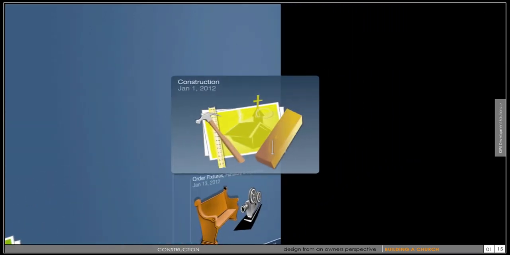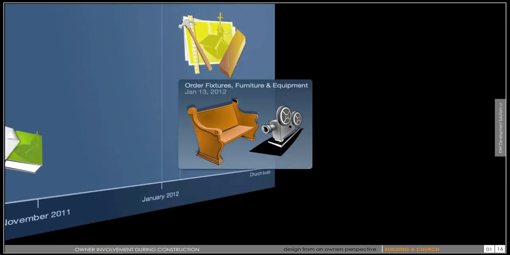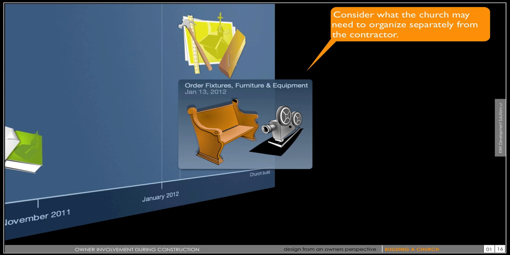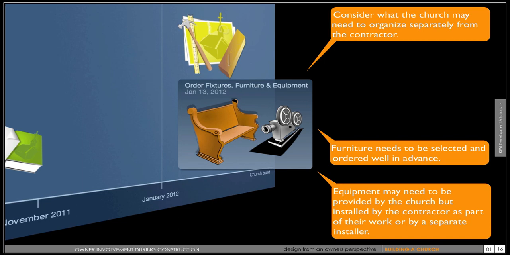So construction is a phase obviously that there will be a degree of involvement by the owner and the architect and so on. The important thing here is that you as a church need to be aware that there are certain responsibilities that will be coming your way. If, for example, you are going to be responsible for furniture and equipment, then you need to make sure that that is ordered in a timely manner so that when the facility is actually completed, you have the equipment and furniture in order to use the space effectively.